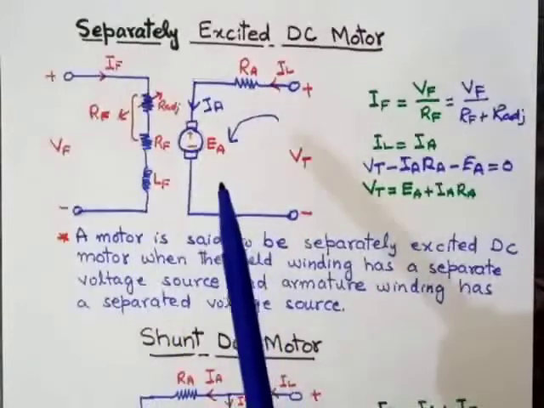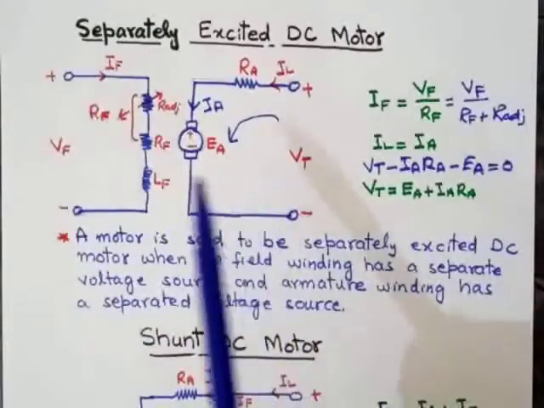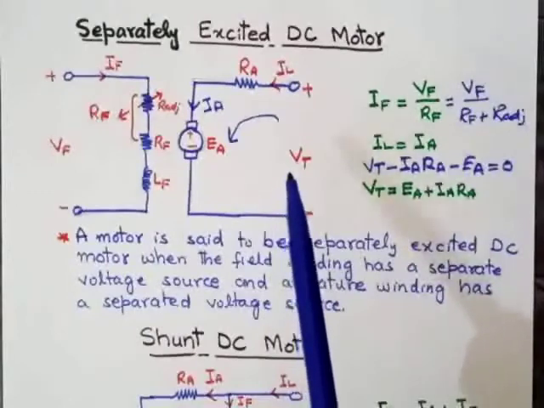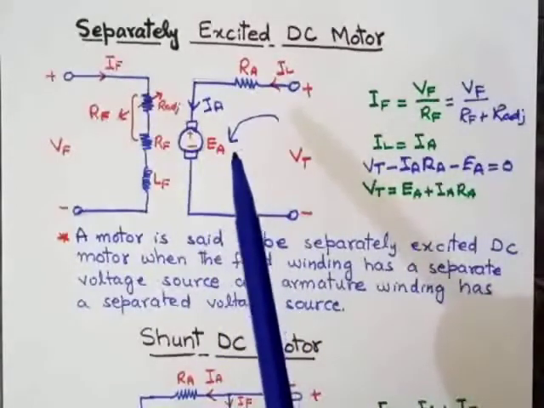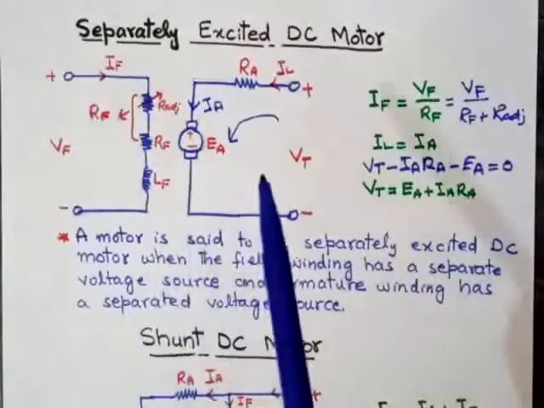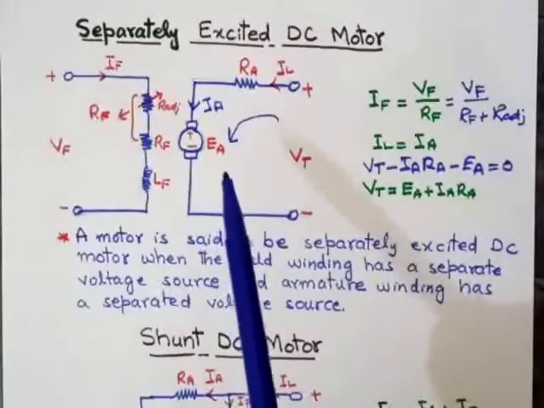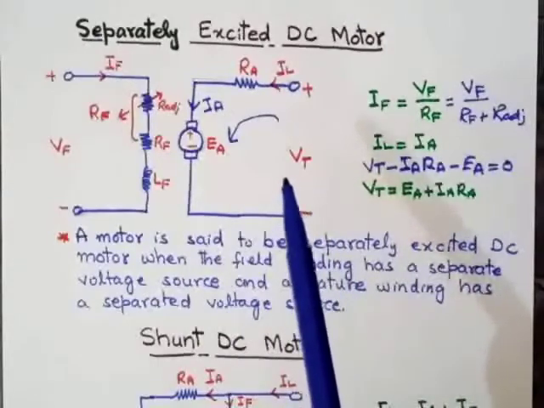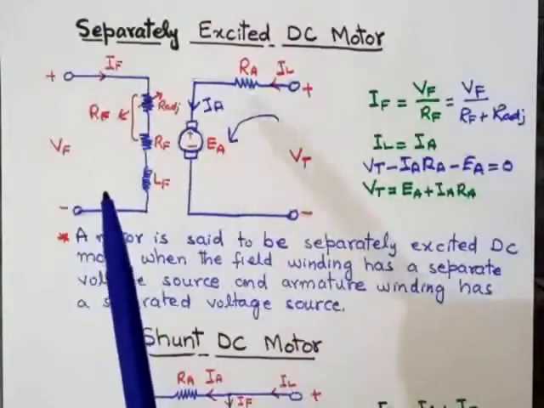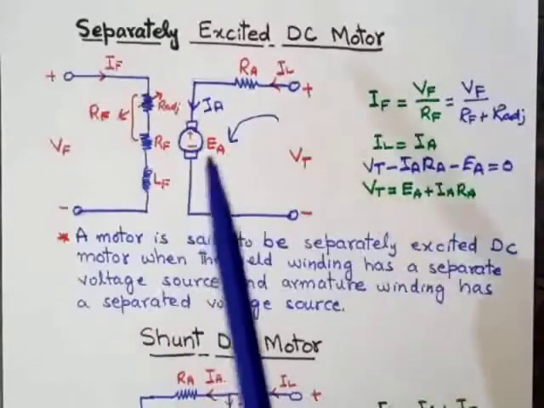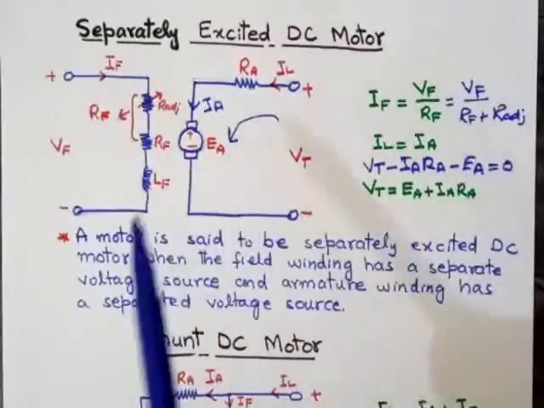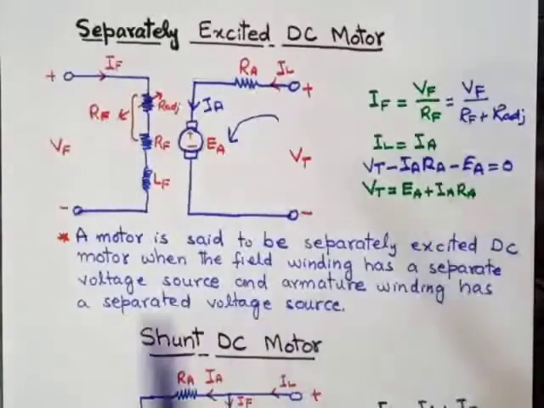As you can see in this circuit, there are two sources. One voltage source is connected with the field winding and the other one is connected with the armature winding. The source connected to the field winding is Vf and the voltage source connected to the armature winding is Vt. Both voltage sources are separate. It means we can control the voltage across the field winding and armature winding separately. If the number of sources is 2, then the motor is said to be a separately excited DC motor.